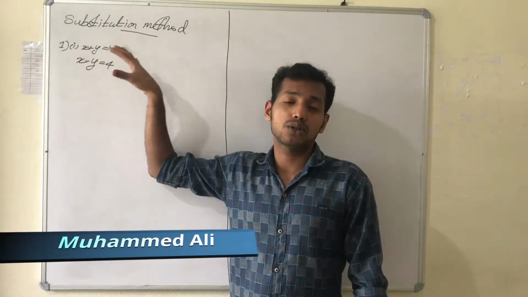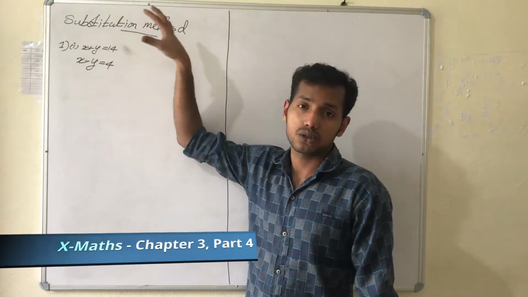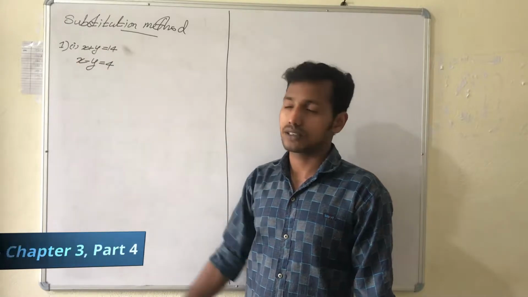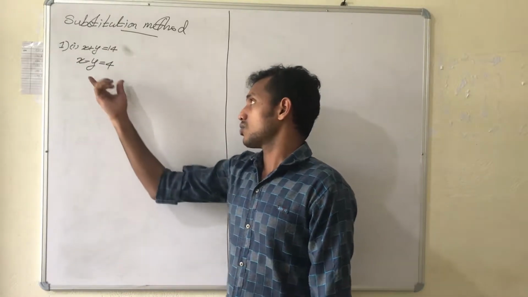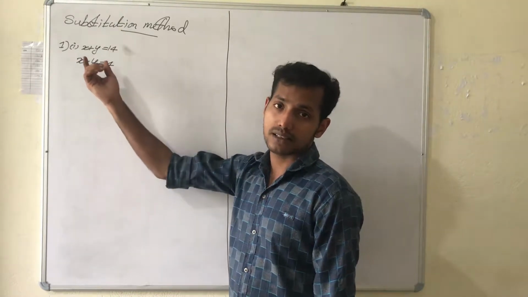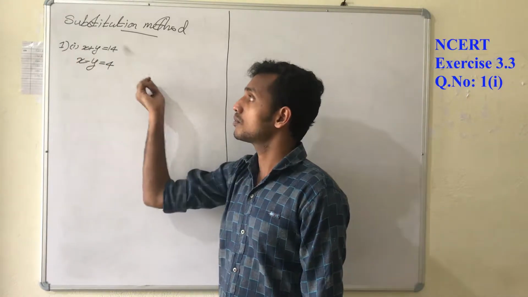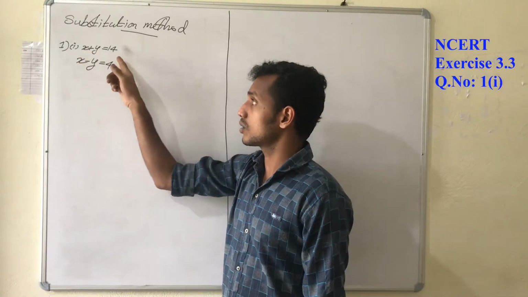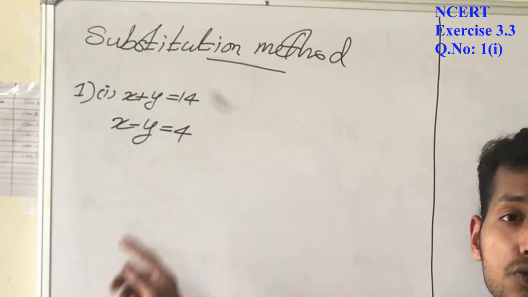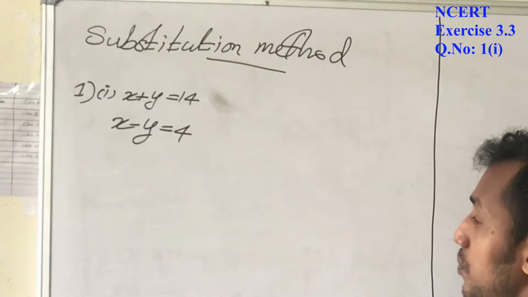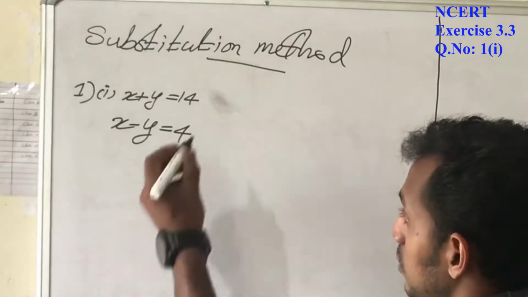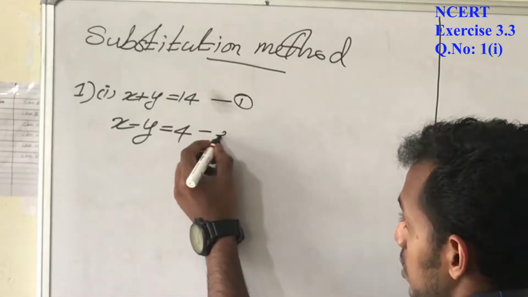In this session, I am going to discuss the substitution method to solve a given pair of linear equations. So, here I am taking exercise 3.3, question number 1, option number 1. That is x plus y is equal to 14 and x minus y equal to 4. This is equation number 1 and this is equation number 2.